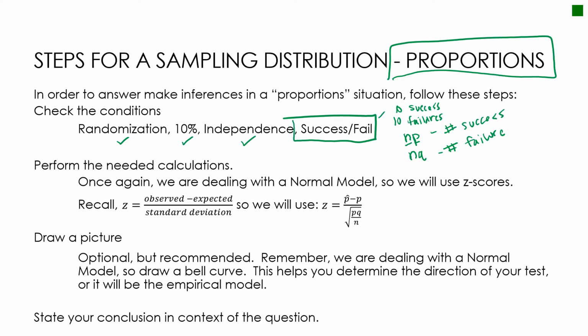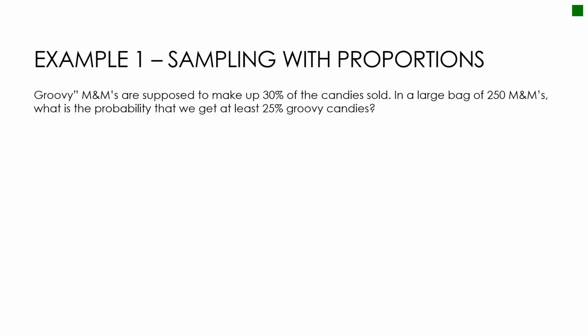Again, we're dealing with the normal model, so we're finding a z-score. Notice what I'm doing though is I'm finding observed, which is P hat, minus expected, which is P, over the standard deviation. So all of this is the standard deviation of my sample, which is the square root of PQ over N. They're not going to give me a standard deviation, I have to compute it. Remember, drawing a picture is optional but recommended, and then we'll state our conclusion.